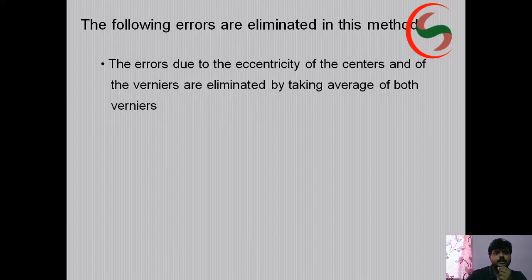Now what happens by doing like this? By doing the repetition method, the following errors are eliminated. The errors due to eccentricity of the centers and of verniers are eliminated by taking the average of both verniers. Any eccentricity problems are handled by taking face left and face right conditions. So any eccentricity in the instrument or centers of the points can be eliminated, and for that reason you are taking the average of both verniers.